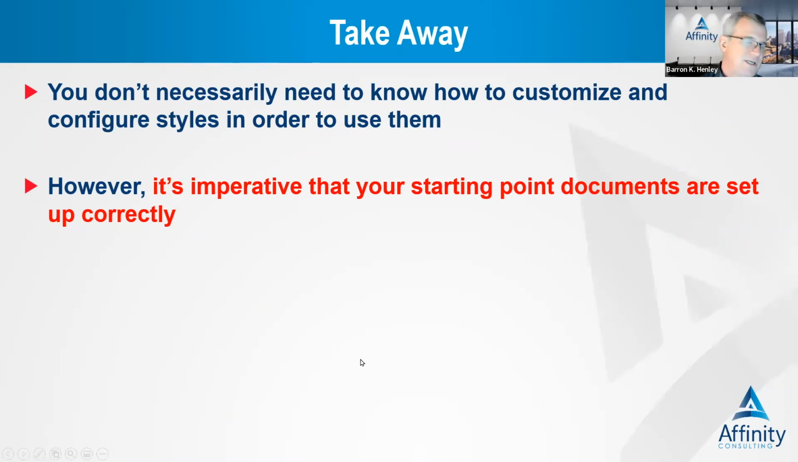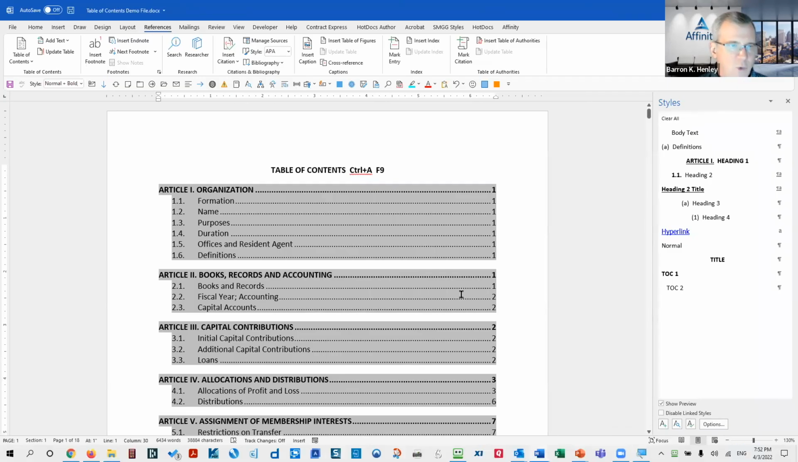So the point here is, and here's what I'll leave you with. Does everybody in the world need to know how to build a 7-level deep auto paragraph numbered outline correctly using styles? I would argue no. But the documents you start with need to be set up properly. If the documents you start with are set up properly, then the document will simply work.